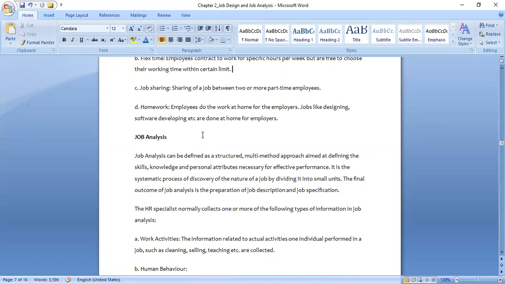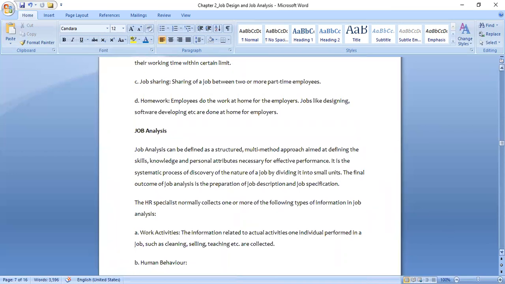So remember, we have seen that job design involves the content that is required for a particular job, and then also the tasks and how those tasks will be carried out. That is job design.